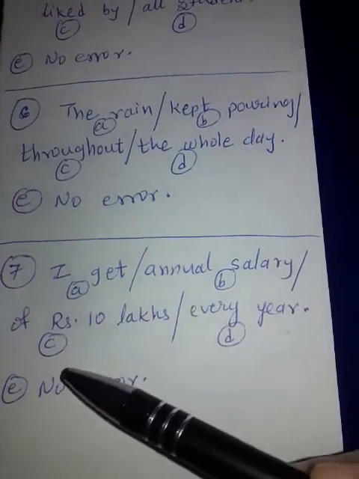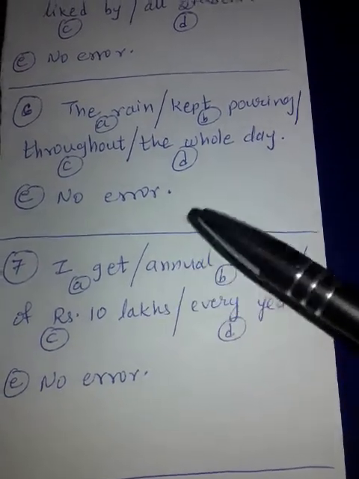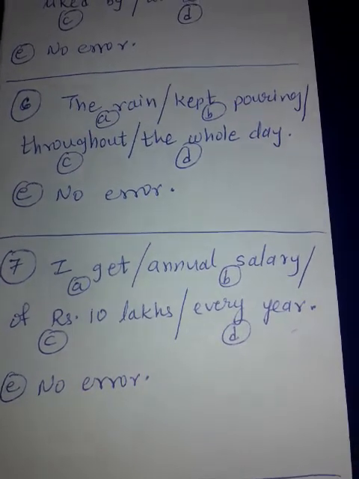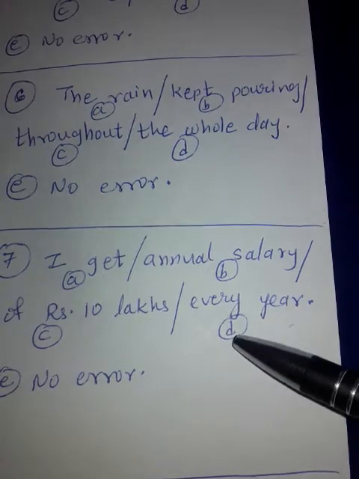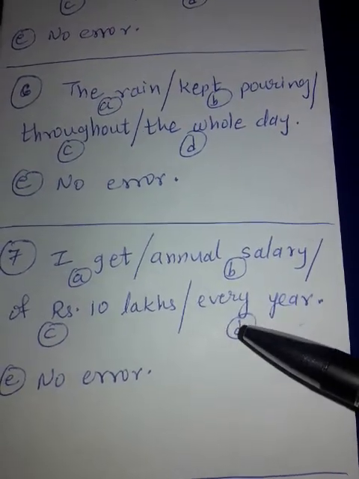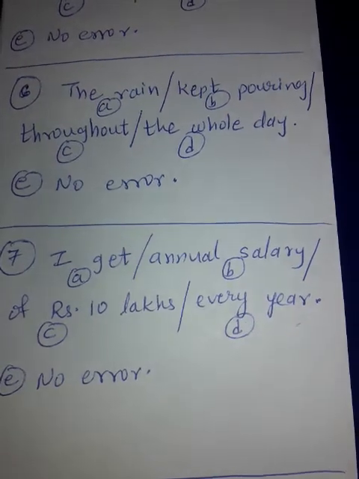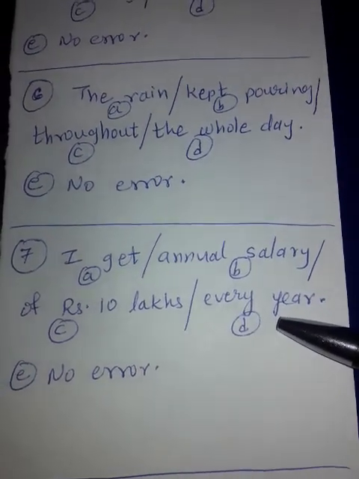I get annual salary of rupees 10 lakhs every year. Annual itself means every year. What is the meaning of annual? Annual means every year and hence this part is extra. This whole part D is extra. It is not needed. I get annual salary of 10 lakhs. The sentence is complete. So the mistake is in part D.